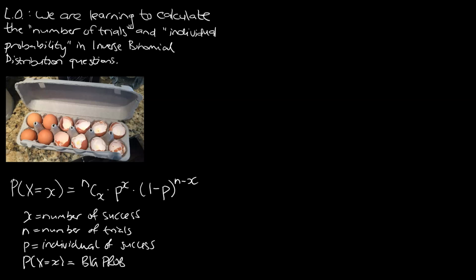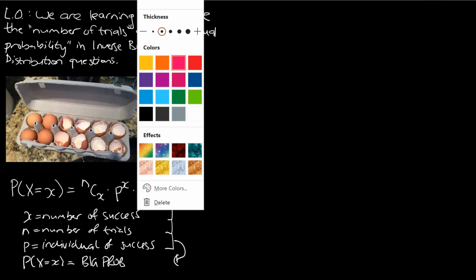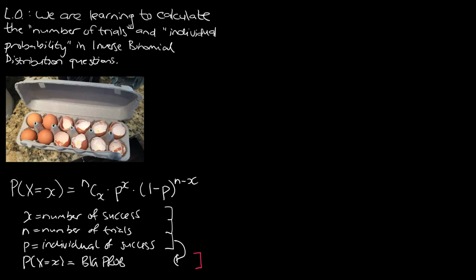Okay, so this formula is really important because normally you're given the number of successes you're interested in, the number of trials in the event, and the probability of individual success, and you'll use that to calculate the big probability. What's happening in inverse questions, so we'll change pen color just to demonstrate this, is in inverse questions, you're going to be given the big probability and given the number of trials, and you're going to be looking to work backwards to calculate one of the number of trials or the individual probability of success.